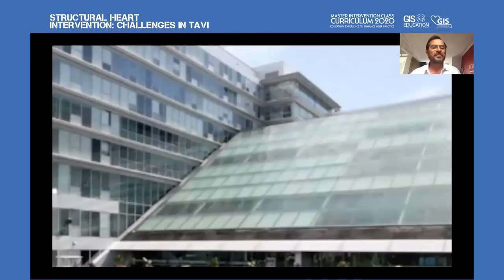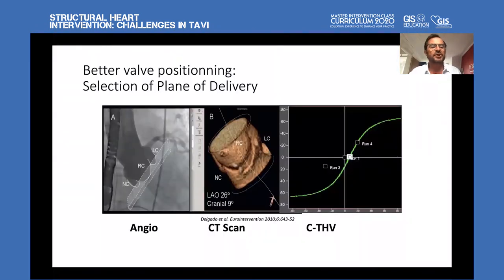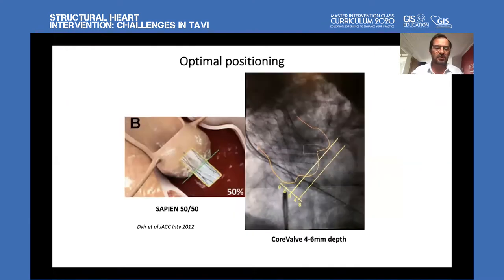Very important next point, better valve positioning. Selection of the delivery angle is critical. You should find it, as you see on the left line. Usually I start with a zero angulation, and it works. You do a little more caudal, LAO, RAO, and you find it. Otherwise, you can find it with the algorithm of your CT scan. I go fast because, for Sapien, you need to be 50-50 regarding the annulus, and for the CoreValve, 4 to 6 millimeter depth.